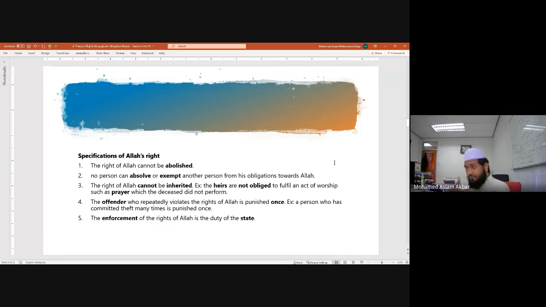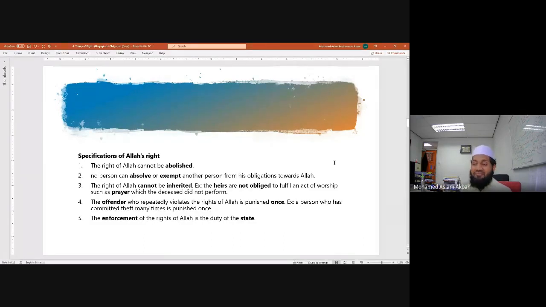So these are the public goods, and if someone is in charge, he has to be very, very careful. If not, he has to answer to Allah subhanahu wa ta'ala, not because of the people, but because he deals with Allah's right. So here you understand, the rights of Allah cannot be inherited. For example, heirs are not obliged to fulfill an act of worship such as prayer, which the deceased did not perform. I cannot say to Allah, my father didn't pray, so let me pray.